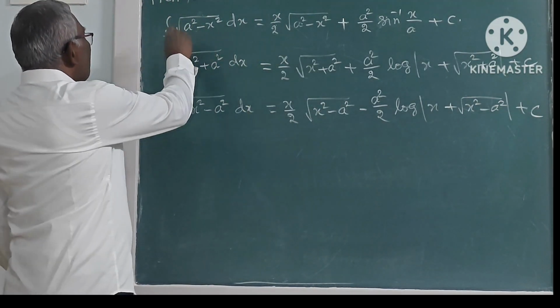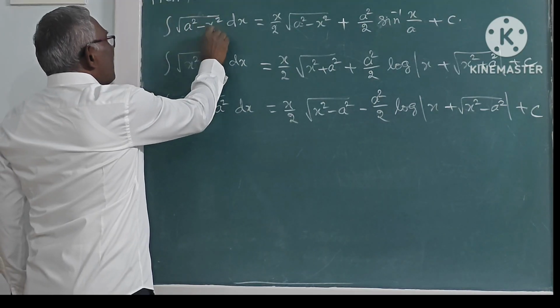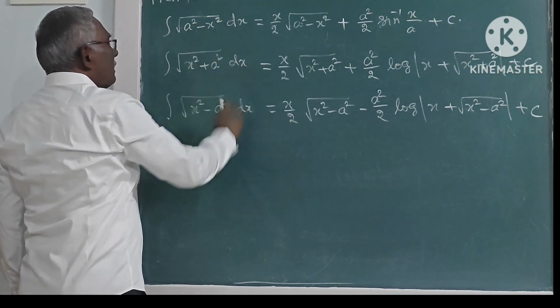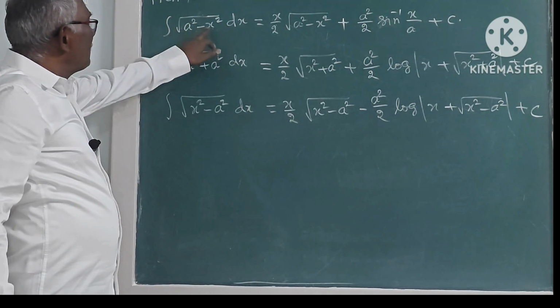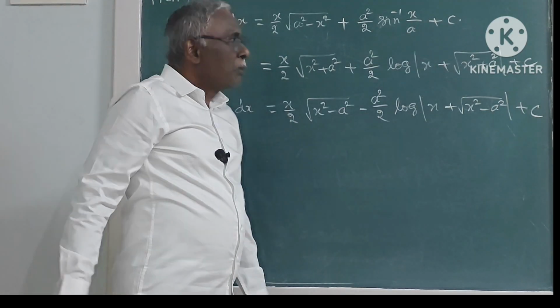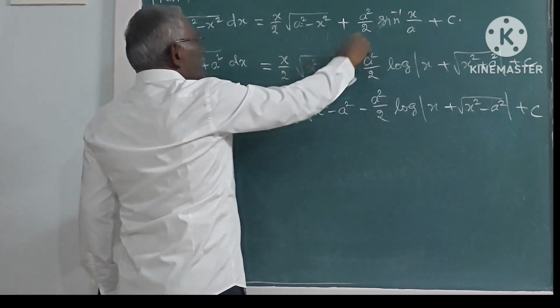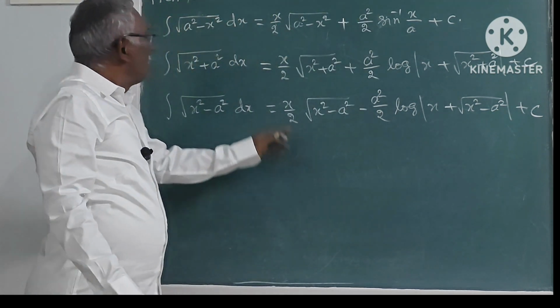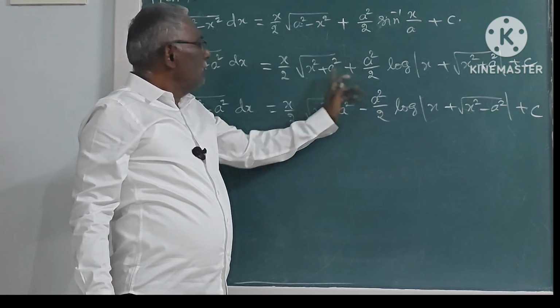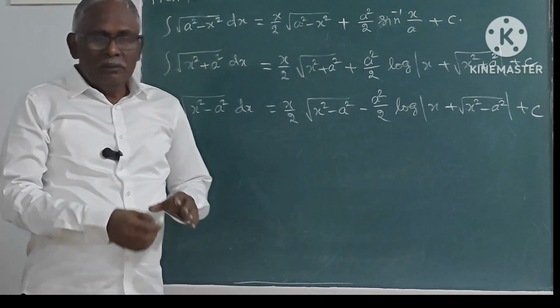So integral square root of a square minus x square dx is, put x is a sin theta, this becomes a single term. So we remember that sine comes. So a square by 2 sin inverse x by a plus constant. All three formulas have x by 2 and a square by 2. First plus plus, the third will be minus sign. We have to remember this formula.